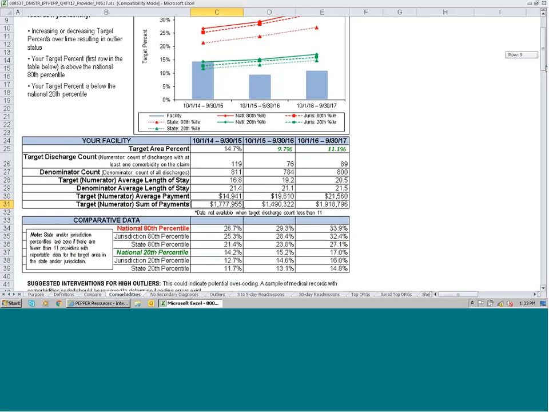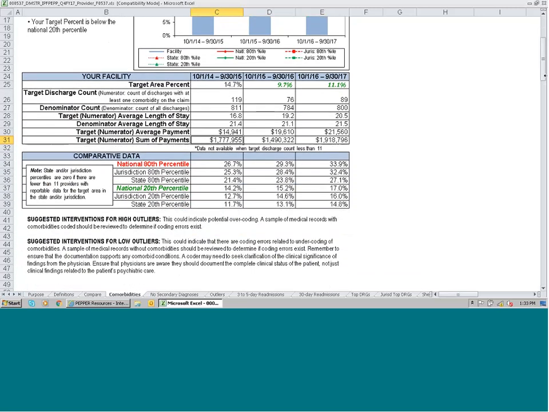And lastly, on all of our target area reports, we include some very generalized suggested interventions. If you were a high outlier for this target area, what might that mean? What might you want to do? Similarly, if you were a low outlier, what could that mean and what next steps might you want to take.